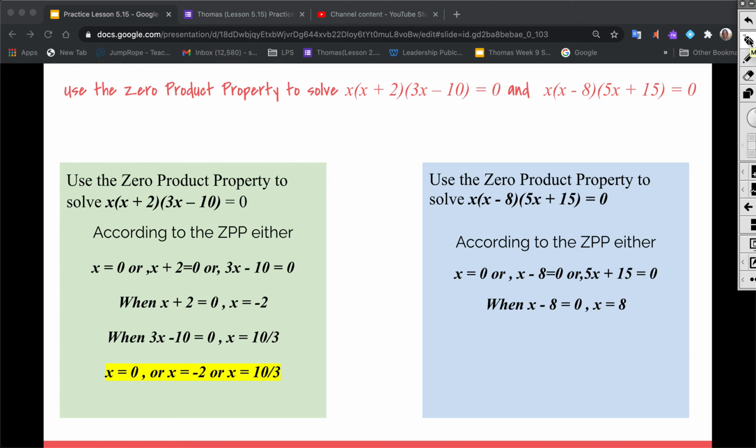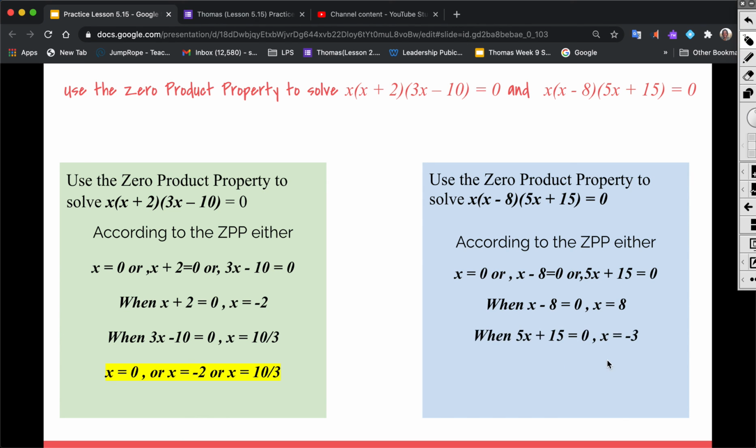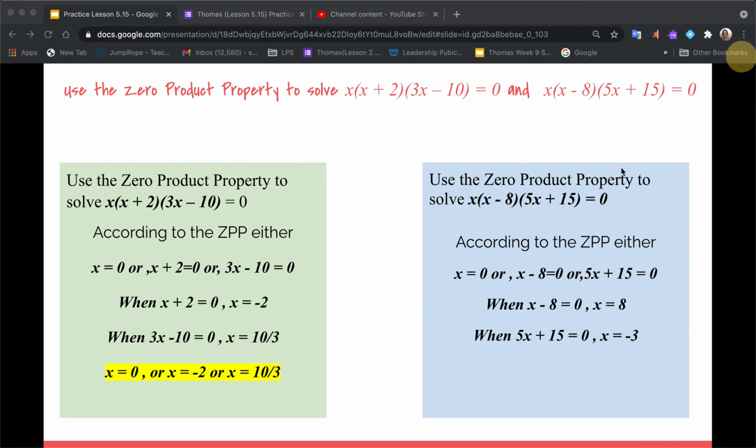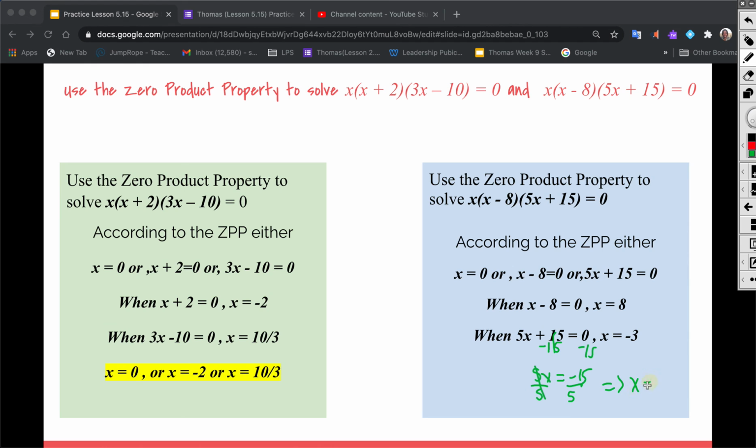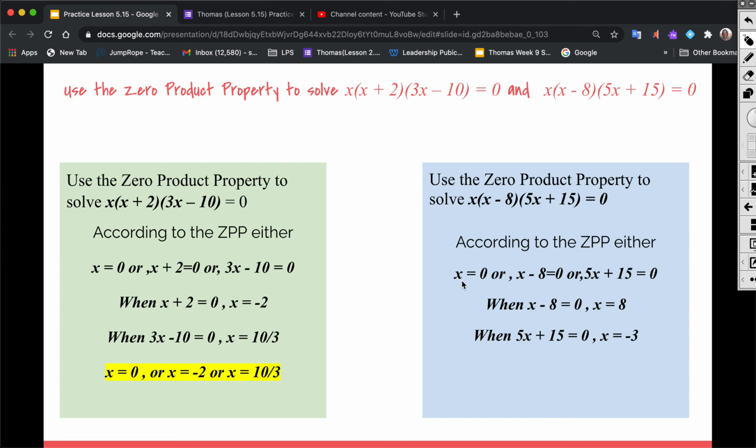And let's think about when 5x + 15 is equal to 0. Then what we would do is subtract 15 from both sides. So we now have 5x equal to negative 15. Then we would divide by 5, which means that our x would be equal to negative 3. All right, so the values of x that would make this statement true would be x equal to 0 from the very first factor, or x equal to 8 from the second factor, or x equal to negative 3 from the third factor.